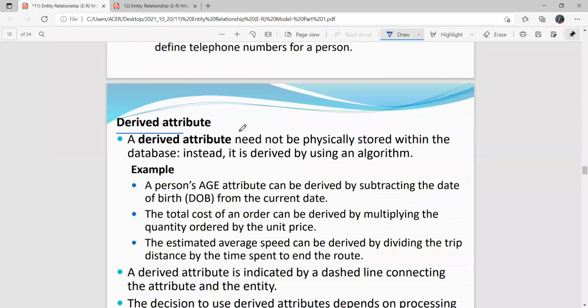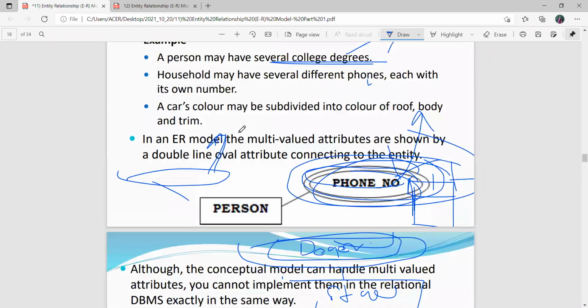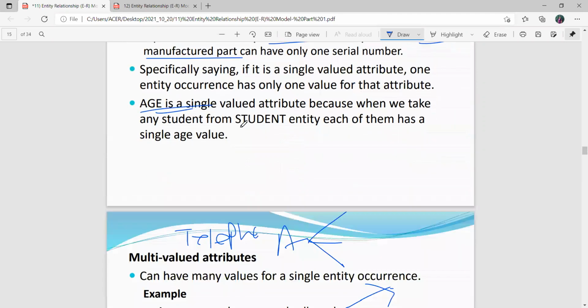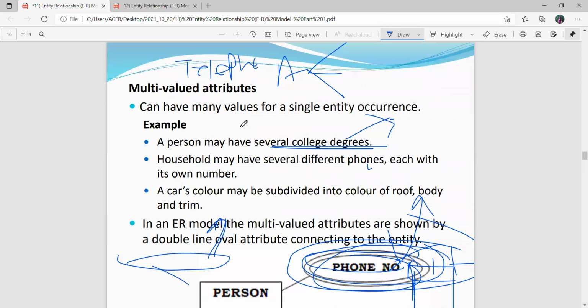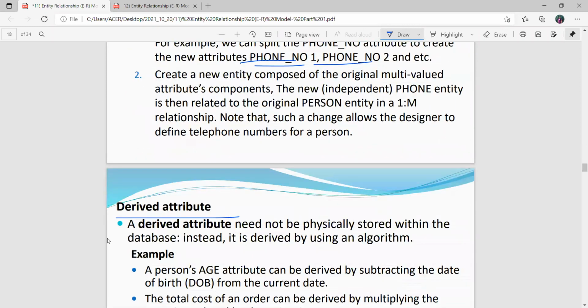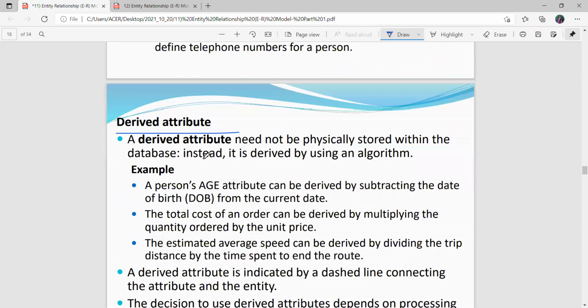Then derived attributes. We discussed simple attributes, then the composite attribute, then the single value attribute, then the multi-value attribute. Now we are going to talk about derived attributes. These attributes need not be physically stored within the database. Instead, they are derived by using an algorithm. As an example, you can take this one.